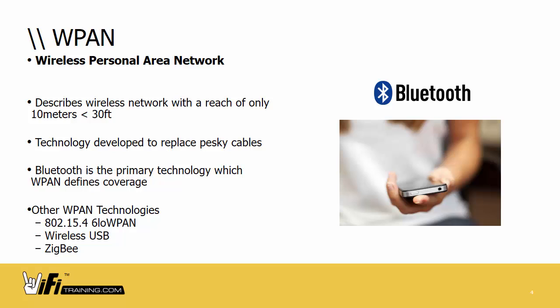It really defines the WPAN architecture, okay? And it describes wireless networks with a reach of about 10 meters or 30 feet. It was designed to replace those pesky cables, right? There are some other WPAN technologies, or I like to throw them in with the WPAN technologies. Some of them have a little bit better coverage area than the 30 feet.